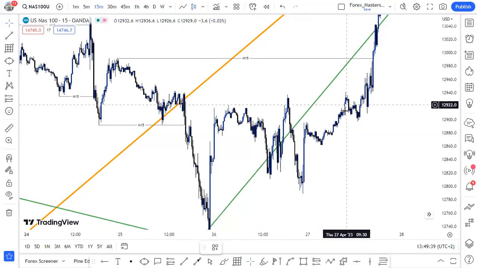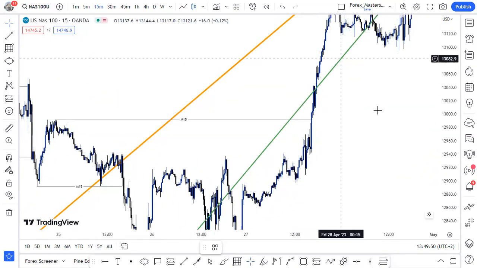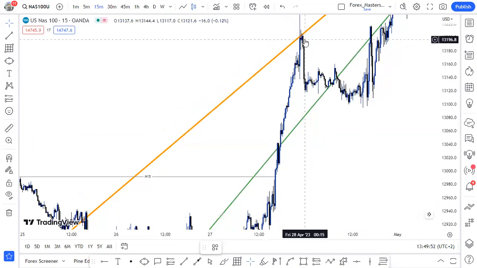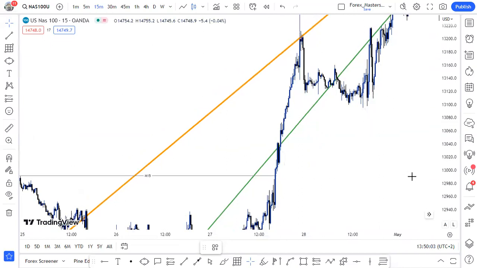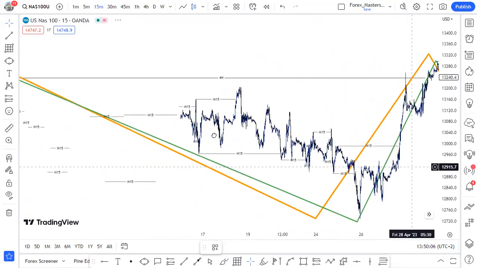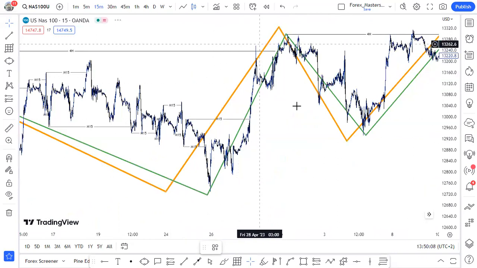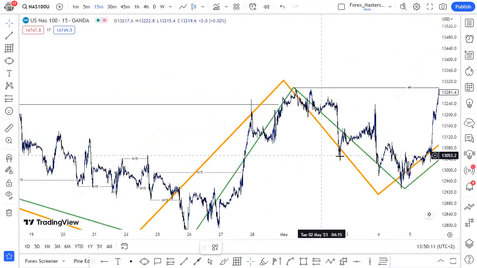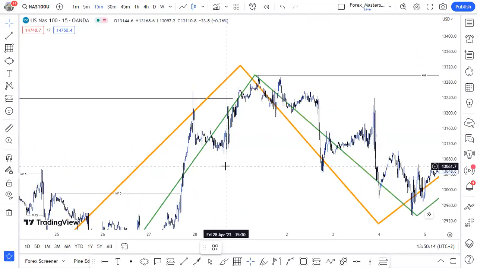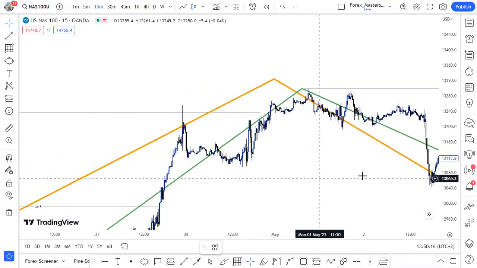More of a complex pullback on M15, and price continues pushing to the upside. All right. So now, as price is pushing to the upside, what happens? Then we push all the way to the upside. That was a very long move to the upside, a very long M15 structure. And we can see from here, we pushed all the way to create that high. Then we created a higher low right here. Okay, so let's see what price did.